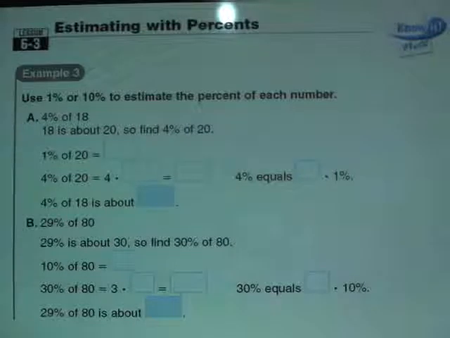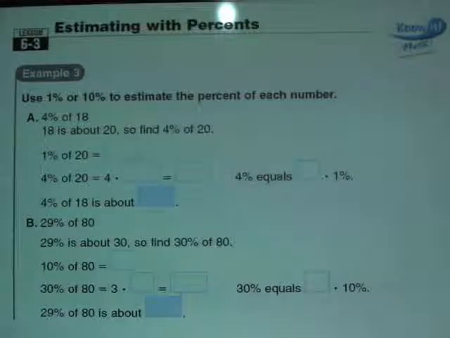All right, in number 3, they're asking me to use 1% or 10% to estimate the percent of each number. Now, using 10% and 1% can be very, very powerful. And 10% and 1% are really easy to find. You don't even need to use a calculator to do this. You can do this totally in your head.